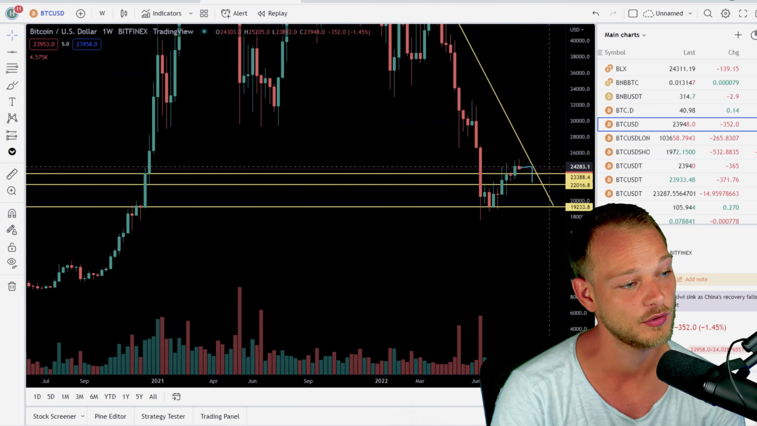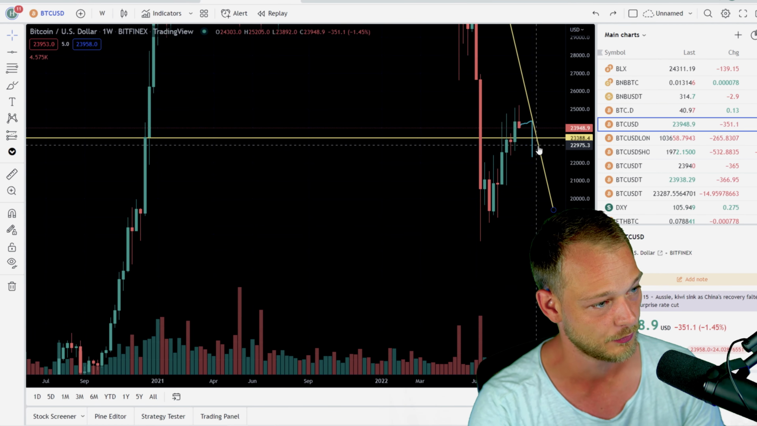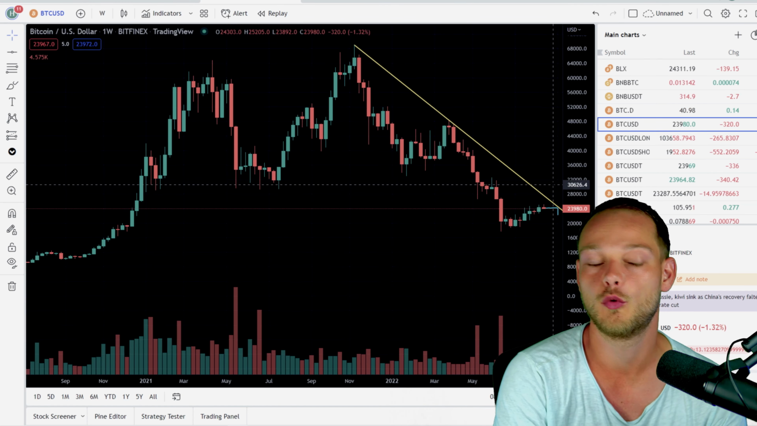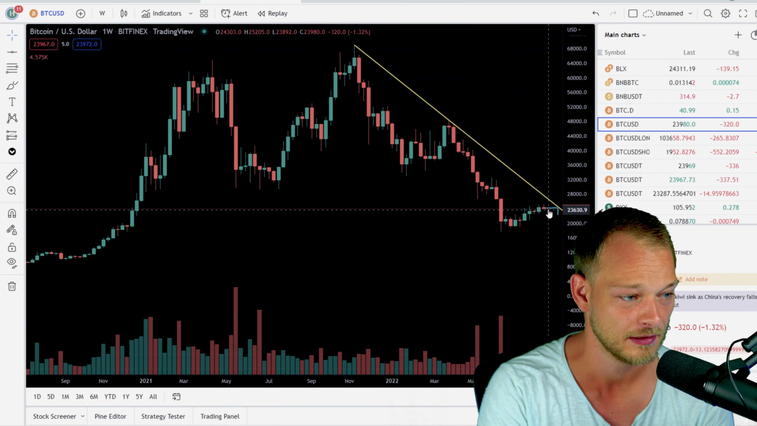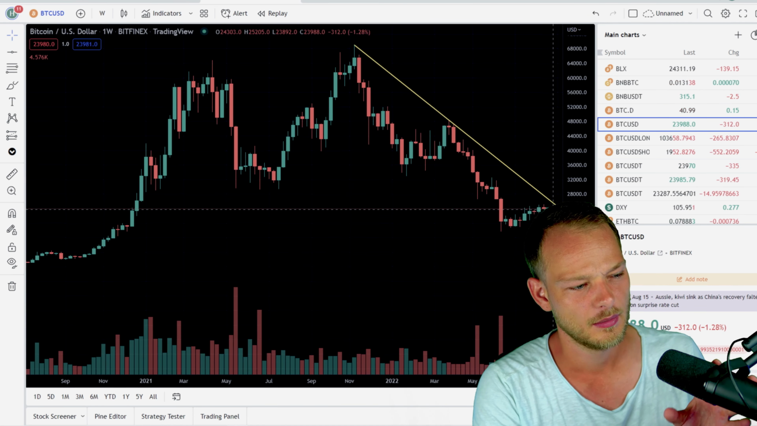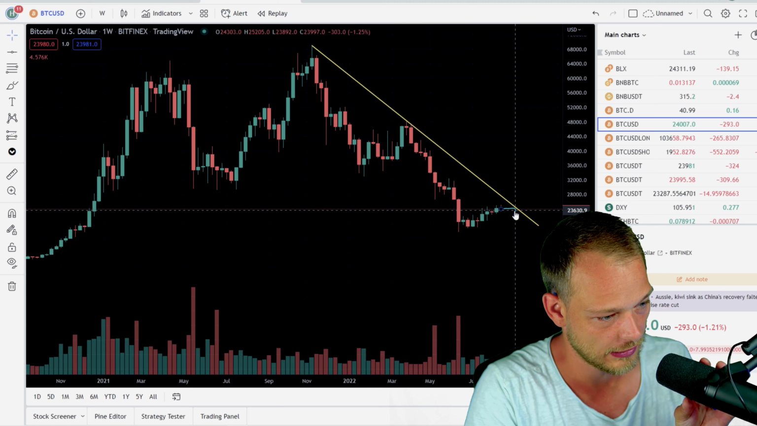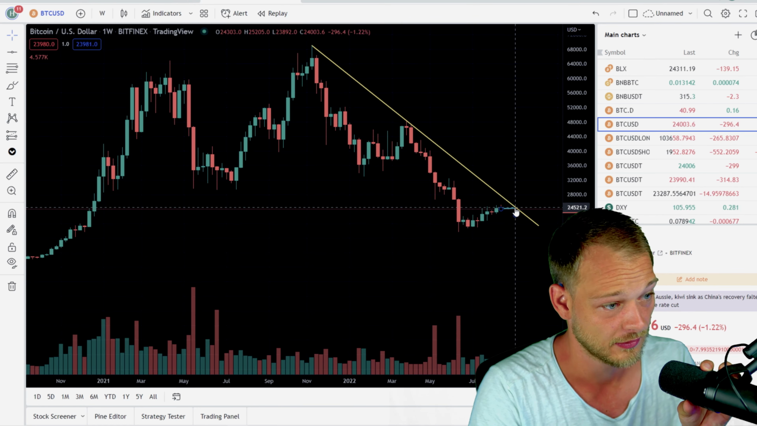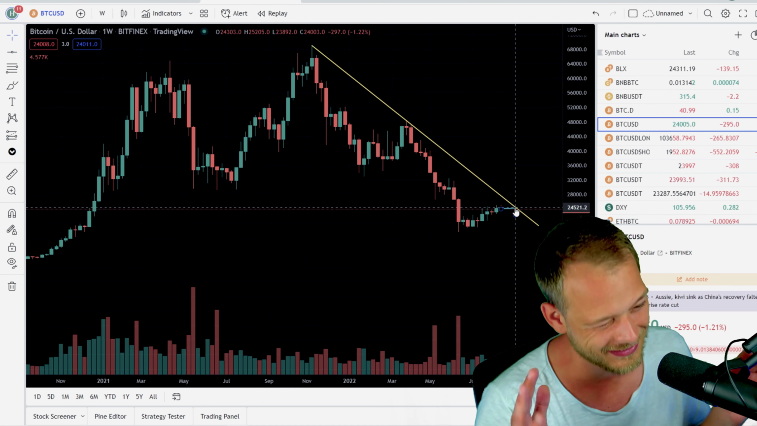Now then, if we break to the upside, what might happen? So let me remove these lines. If we break to the upside, it depends on when it happens, because if it happens today, we have to break through $28,000, right? But if it happens around 3 weeks from now, we have to break 24.5. So it kind of depends.